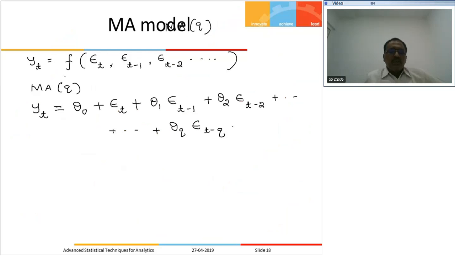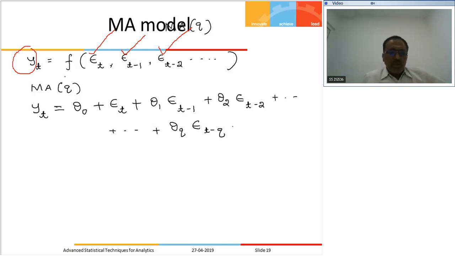The MA model is something where we try to find the dependencies between the errors, right? So here Yt is a function of the error at t, the error at t minus 1, the error at t minus 2, and so on. This moving average tries to find the dependencies between Yt and the errors or residuals that happen at various time intervals, at time t, t minus 1, t minus 2, and so on.